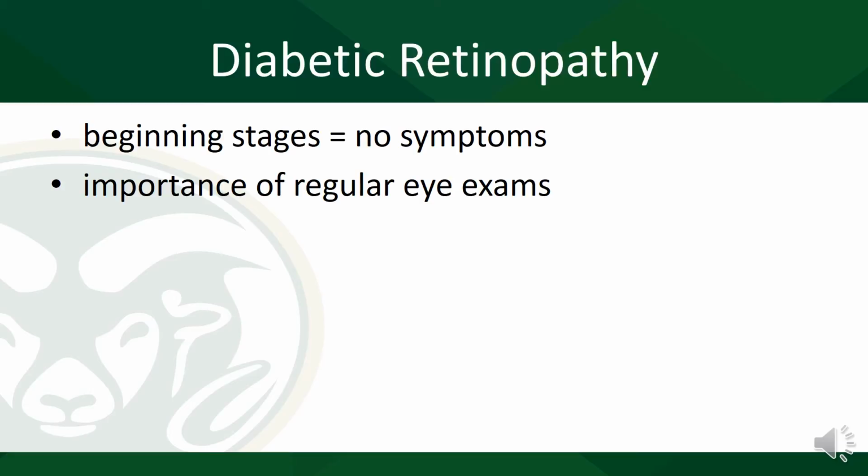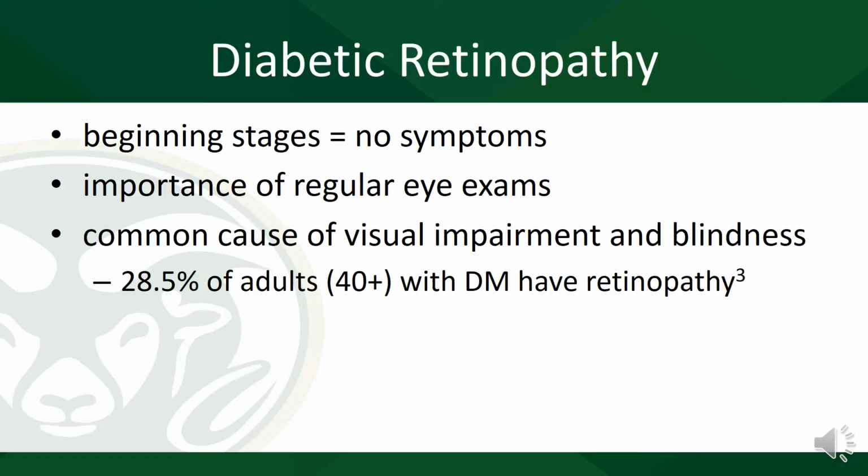Once symptoms start, they usually involve blurred vision, dark spots, floaters, or trouble seeing well at night. When left untreated, it can lead to permanent visual impairment and even blindness. Diabetic retinopathy is a common cause of visual impairment and blindness. According to recent CDC estimates, 28.5% of adults with diabetes who are 40 and older have diabetic retinopathy.